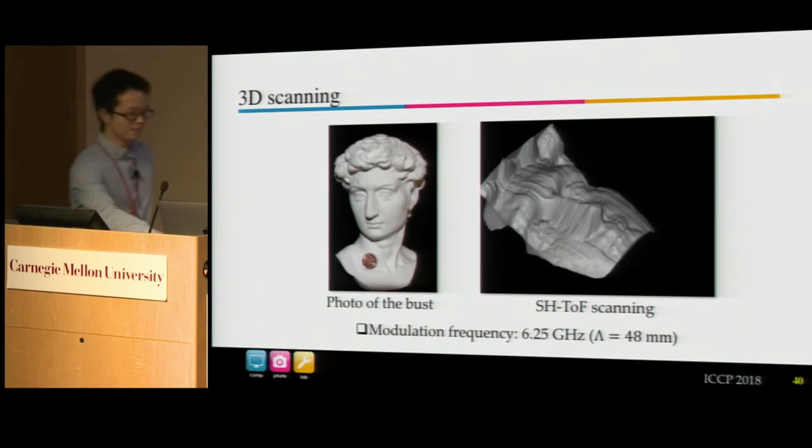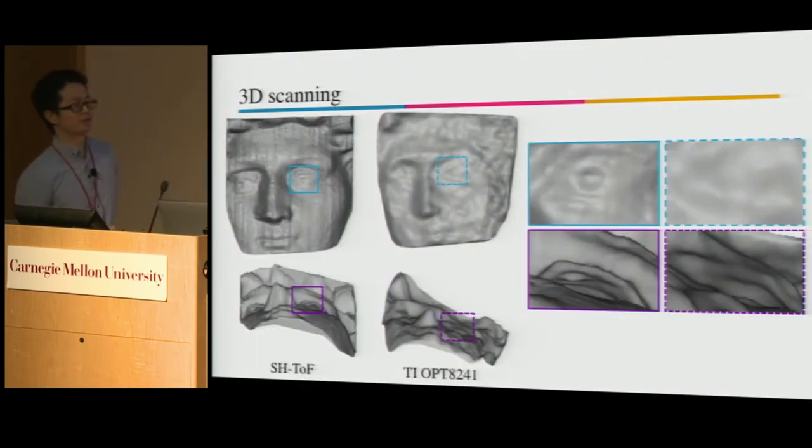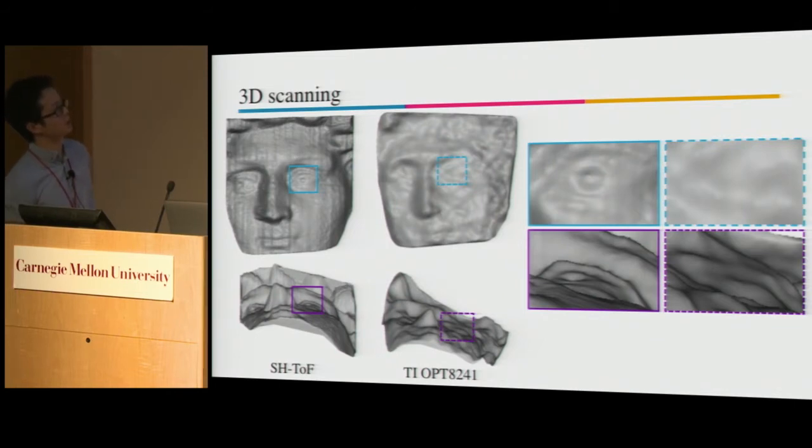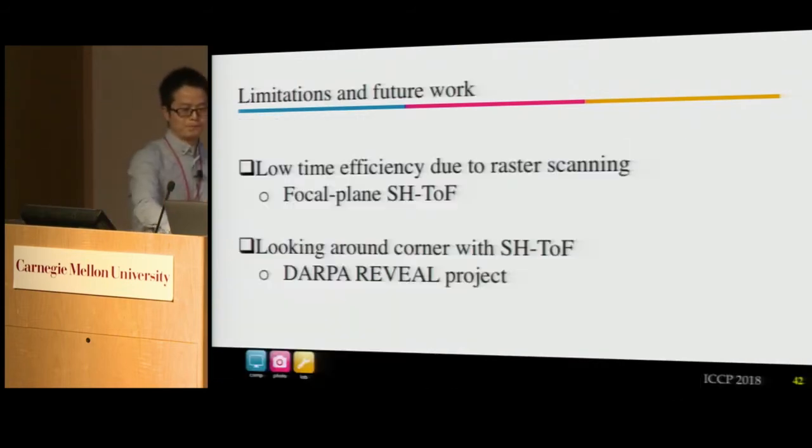And if we compare our scanning results with the regular time-of-flight results, as you can see here, we clearly visualize those very fine details, such as the eyeball in the eyes, but we totally miss them in the regular time-of-flight scanning. So we can also take a look from the side view. As you can see here, we can see different layers with our scanning, but you totally miss that in the regular time-of-flight cameras.